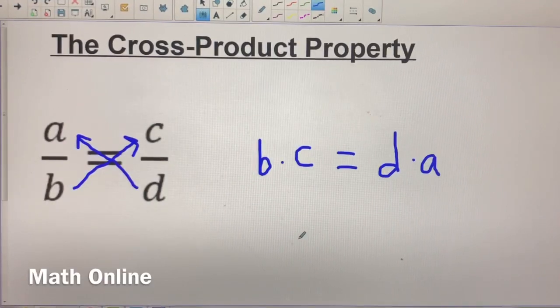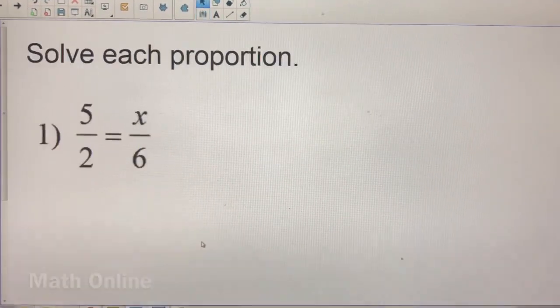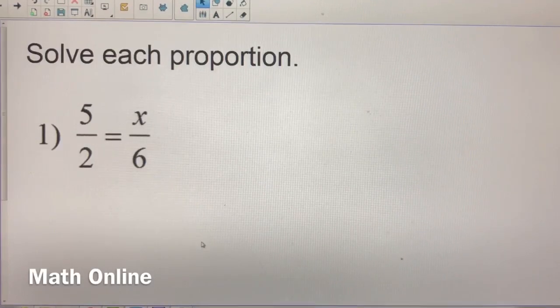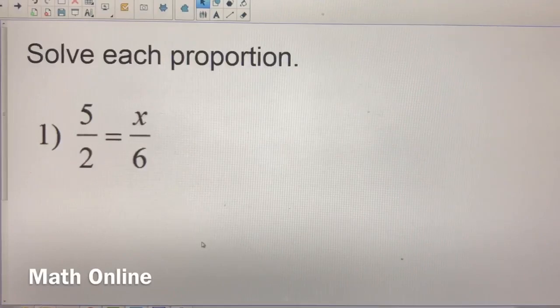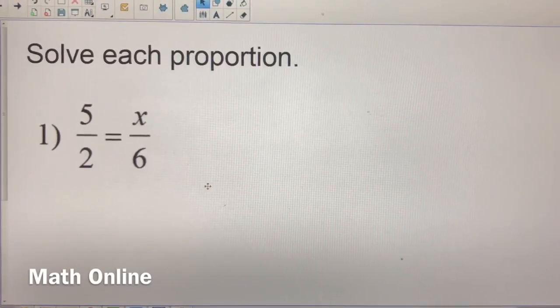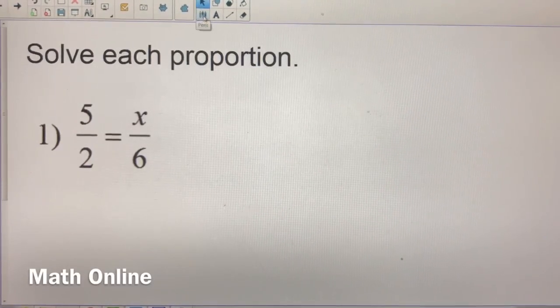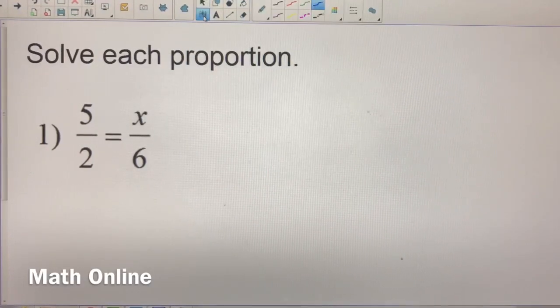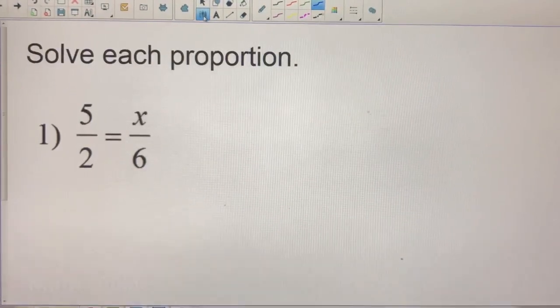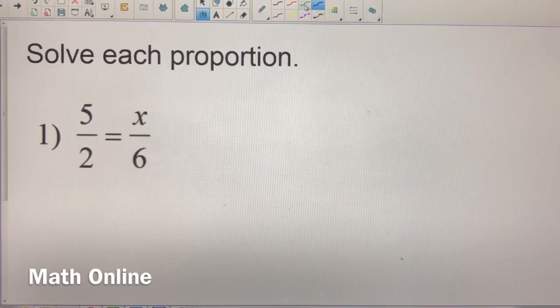So let's move on to some scenarios now. First example, solve each proportion. What we're going to do is apply the cross product rule that I mentioned earlier. The reason we use it is to solve this proportion by getting rid of those fractions and making our problem a lot easier. I know we always panic when we see fractions. But like I said, there are different methods to solve this. I believe this is the easiest one. This is the way I do things.